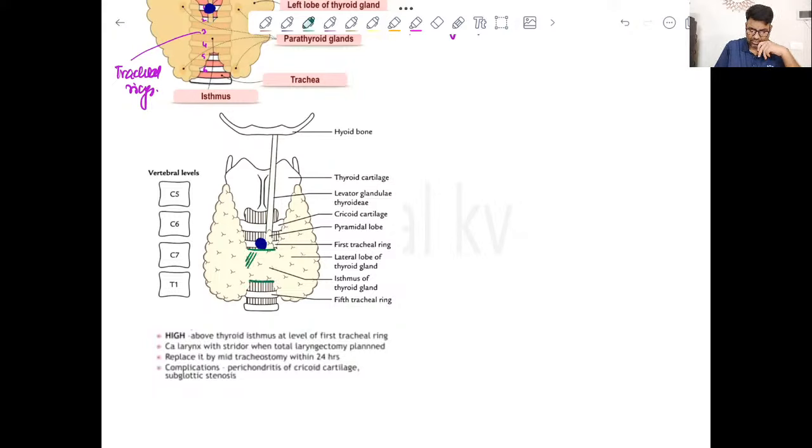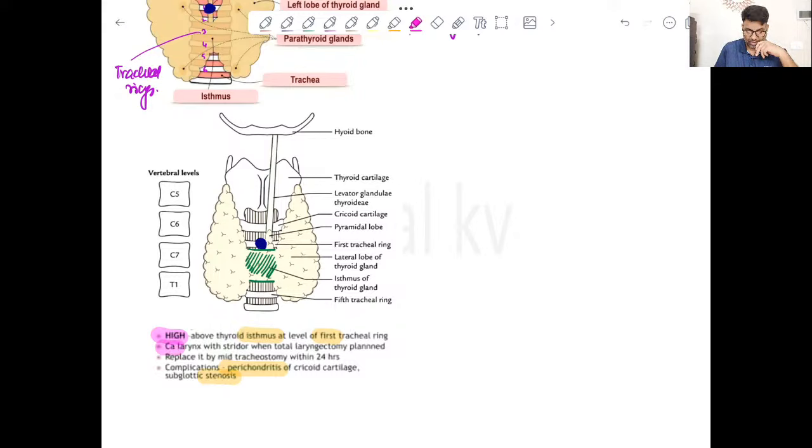So this is the isthmus of the thyroid gland, and the level of tracheostomy is just above the isthmus. So this is the high tracheostomy, through the first tracheal ring above the level of the isthmus. We usually don't prefer doing it because it can cause perichondritis of the cricoid cartilage, which can lead to subglottic stenosis.